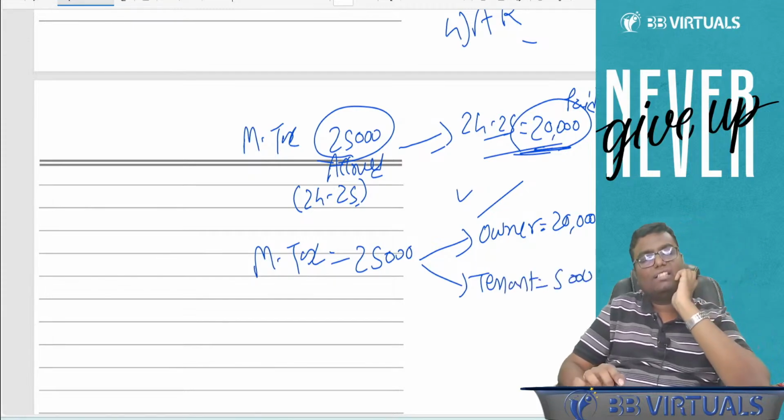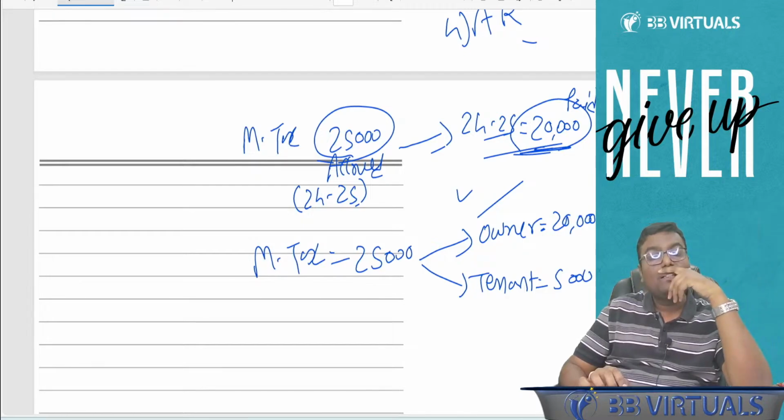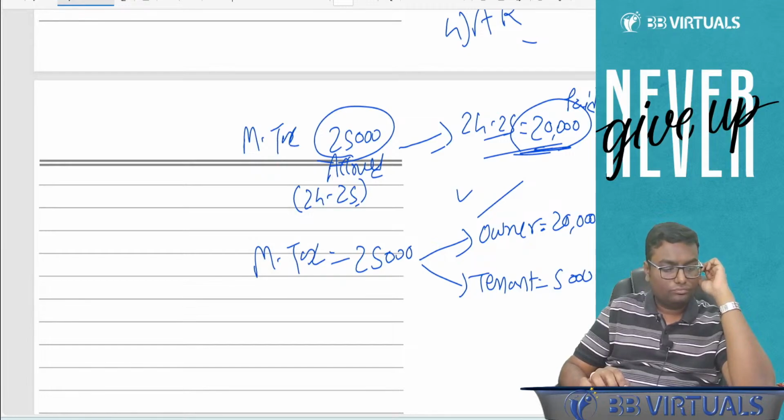Both paid during the year itself. Total payment has been done 25,000. Owner has done the payment of 20,000. Tenant has done the payment of 5,000. Tell me, what will be allowed as a deduction?